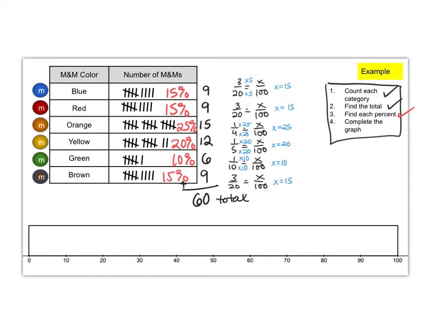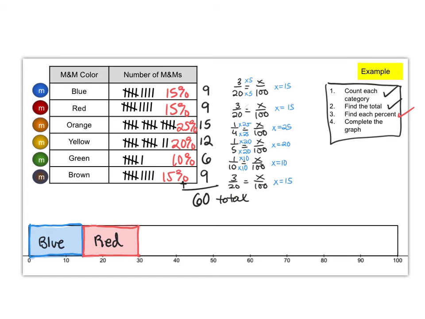So I need to make my blue section 15%. I'm going to draw a line right here at 15, and I'm just going to use the colors of the M&Ms for my key. So blue is going to represent blue. So my blue bar is 15%. My red bar also needs to be 15%. Of course, 15 plus 15 is 30, so my next section should go all the way over to 30%. It'll start at 15% and it'll go to 30%. And you can see that my blue bar is the same length as my red bar. They both take up 15% of the graph.